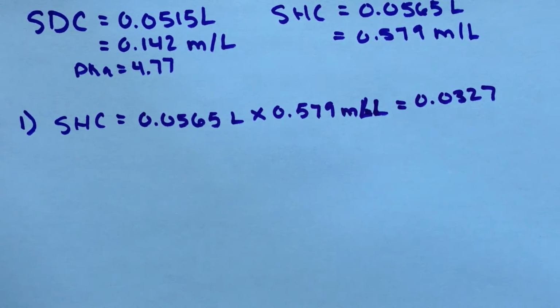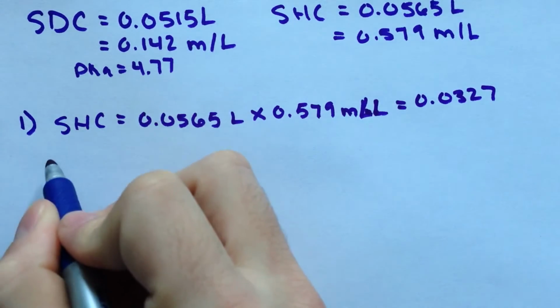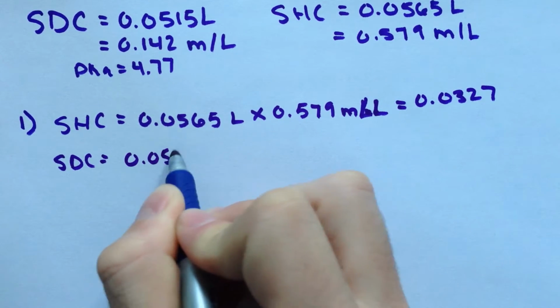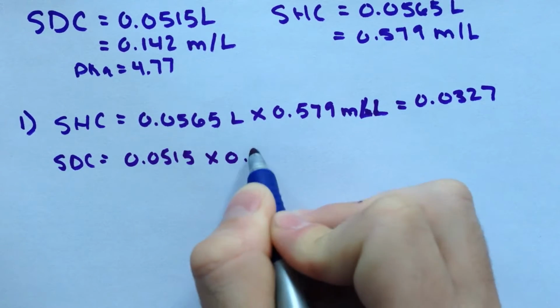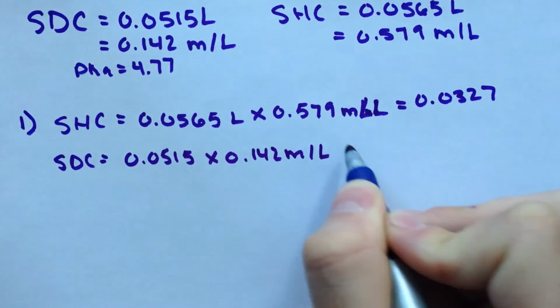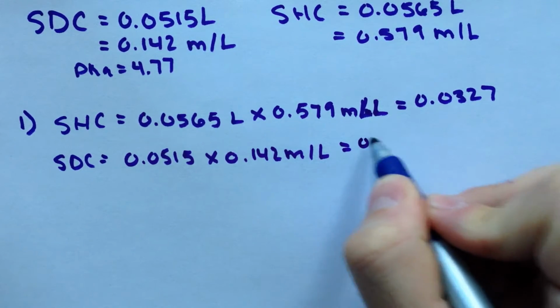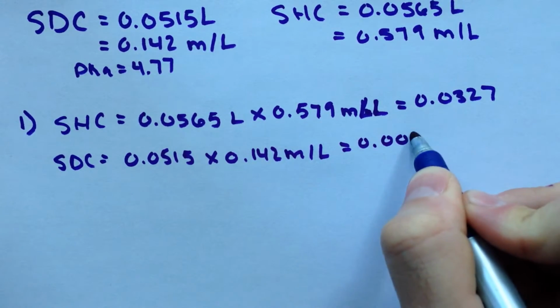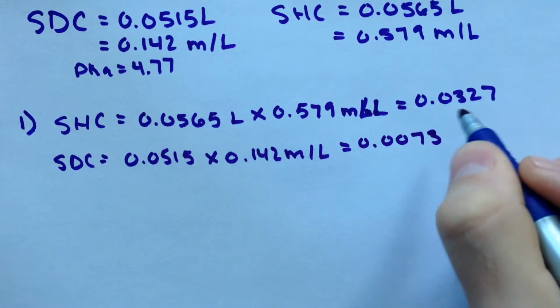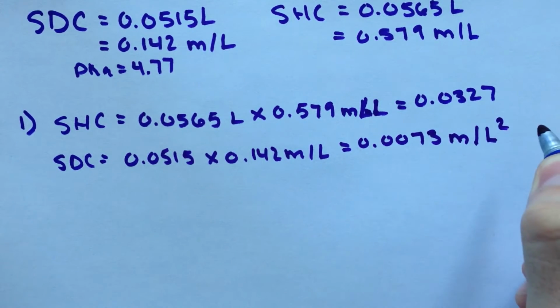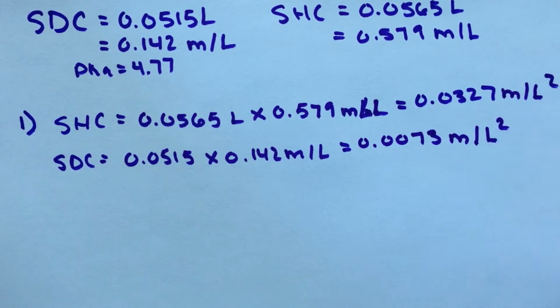0.0327. Okay, we're going to do the same thing for sodium dihydrogen citrate. Sodium dihydrogen citrate equals 0.0515 multiplied by 0.142 moles per liter. And that's going to give us 0.0073. Sorry, I forgot the units here. Moles per liter squared. Now that does look like an odd unit, moles per liter squared, but that's okay, because later we're going to be dividing by liters to get moles per liter.